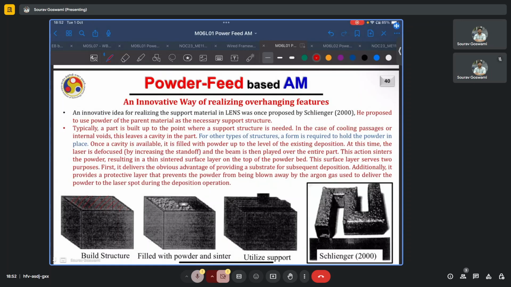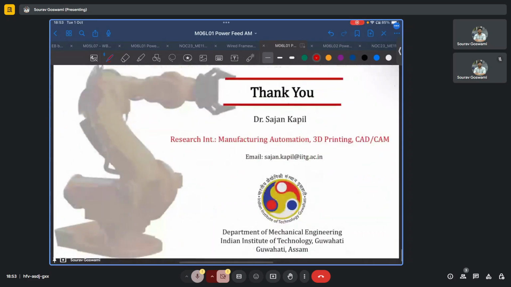So what we can do is either we can defocus the beam by changing the standoff distance, or we can keep it focused, but we can decrease the power. This will consume more time, but either will have the same impact. That is, it will sinter the powder in, say, a few layers from the top. So up to a small thickness, the powder will be sintered, and then this can act as support for the top face that has to be built. Slanger in the year 2000 has effectively demonstrated this technique for building such duct-like structures.